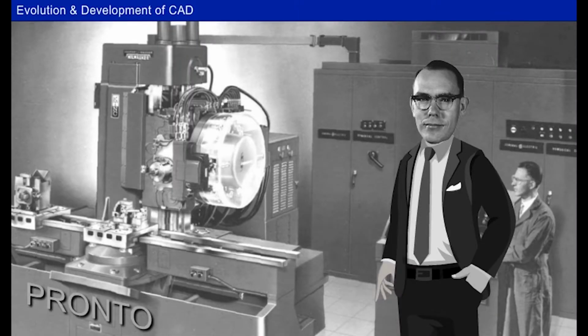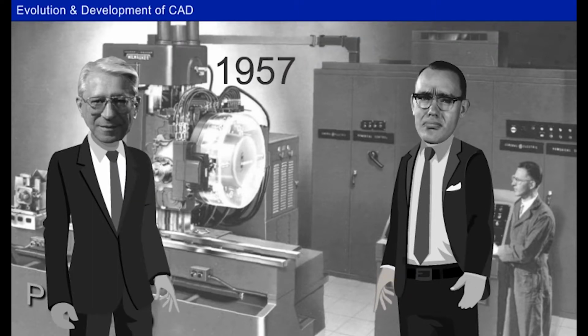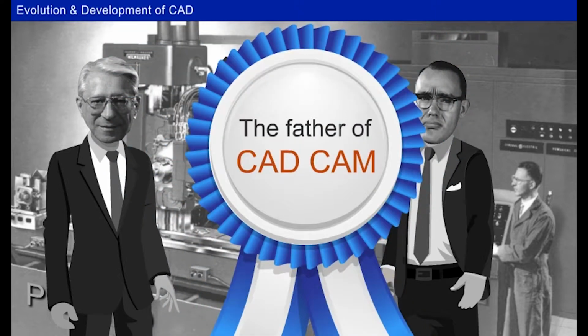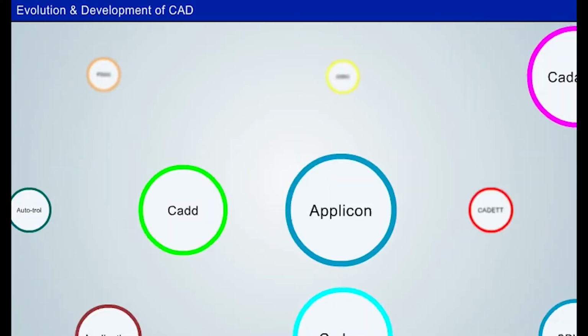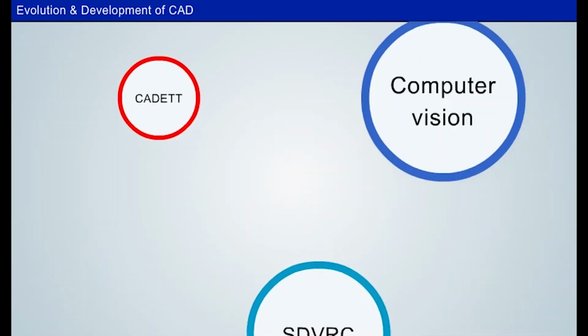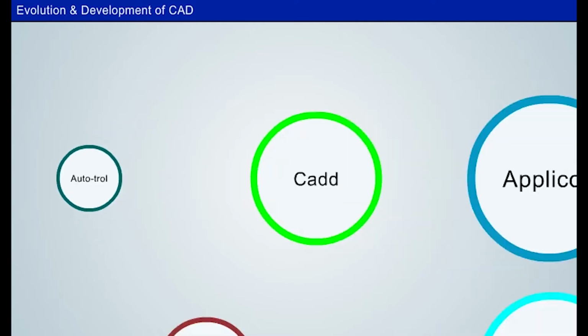But the first commercial CAM, that is computer-aided manufacturing software system, a numerical control programming tool named PRONTO, had already been developed in 1957 by Dr. Patrick J. Hanratty. For that reason, it is Dr. Hanratty who is most often referred to as the father of CAD-CAM. Later, various CAD-CAM software developed with various interfaces using mini-computers.